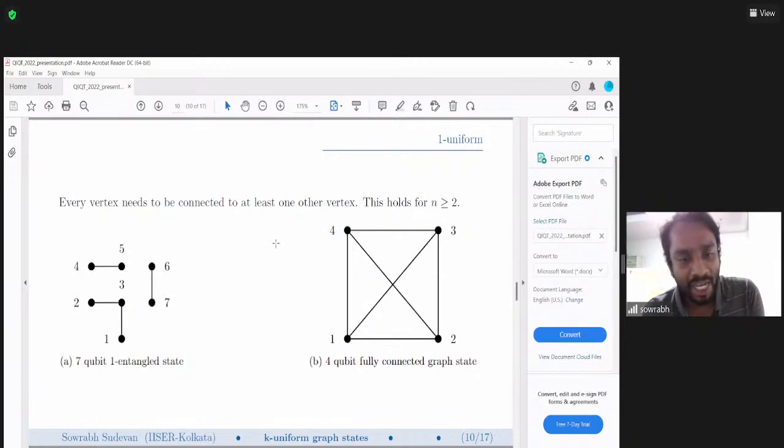Now to get a 1 uniform state by this way of constructing states is very trivial. Basically, every vertex needs to be connected to at least one other vertex, and then you will definitely get a 1 uniform state. Now what might be slightly more interesting, non-trivial, is the state in diagram B. This is a fully connected graph, and this also has exactly 1 uniform. And we can show why that is the case.